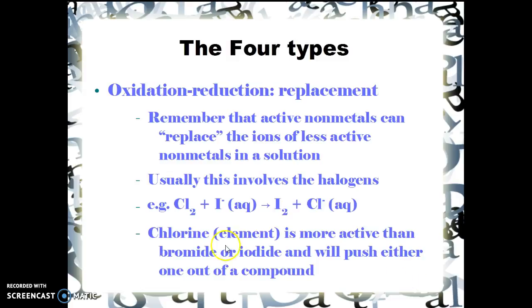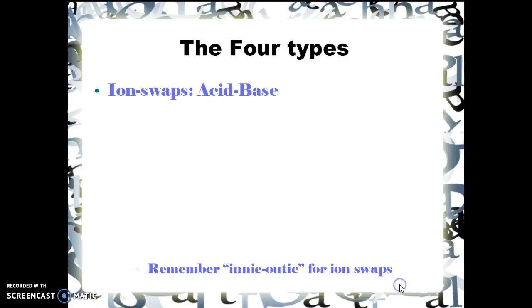So what's happening is that the chlorine is a more active element, so it steals electrons from the iodide and turns the iodide into iodine and turns itself into chloride ions. Again, the chloride ion is a very low energy thing. So this is how you can replace a nonmetal with another nonmetal.